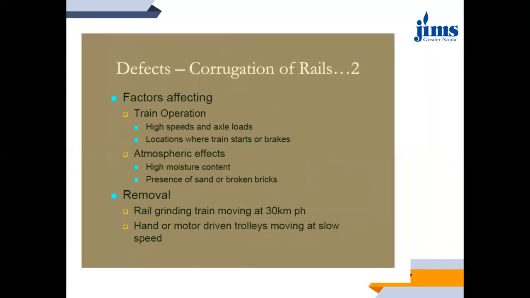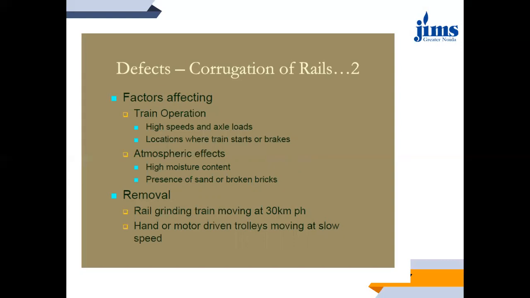Okay. So here are the factors which affect the corrugation of rails. The first one is train operation, that is, when the train operates at high speed and axle loads are there. Then locations where the train starts or applies brakes are the locations where this corrugation of rails is prominent. Then talking about atmospheric effects, whenever there is a high moisture content or there is presence of sand or broken bricks, or in some cases even ballast lying on the track, all these things cause what? The corrugation of rails at the rail section.